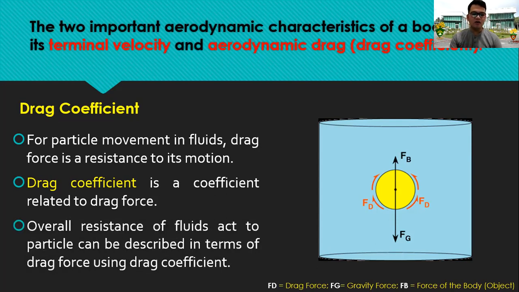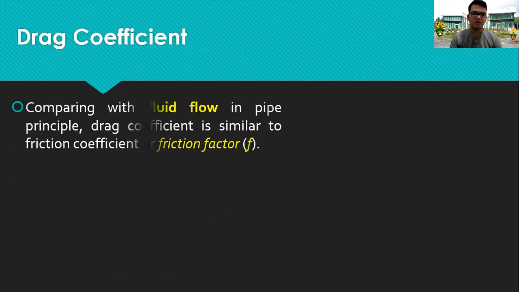Overall, resistance of fluids acting on a particle can be described in terms of drag force using a drag coefficient. The frictional coefficient is applicable to the acting forces which will resist the movement of a particular product on a flat surface. But when we say movement through the air or through a fluid, it is called drag coefficient. So that's how they differ.